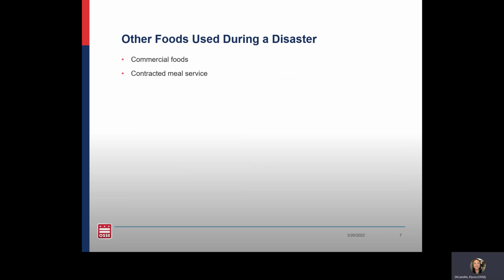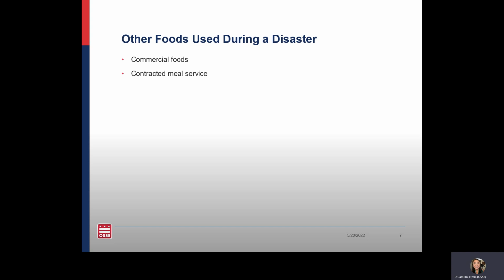There may be other foods a recipient agency uses during a disaster. When recipient agencies are asked to volunteer and donate non-USDA food, they will need to file a claim with FEMA to recoup the cost of the commercial foods. Recipient agencies can contract themselves out to disaster relief organizations to provide meals at a meal rate that subtracts the value of USDA foods out of the price.